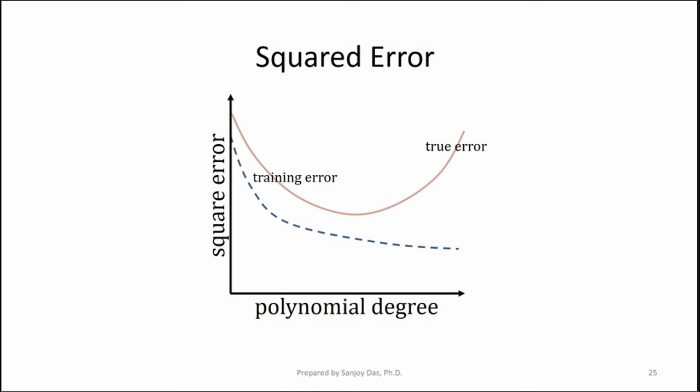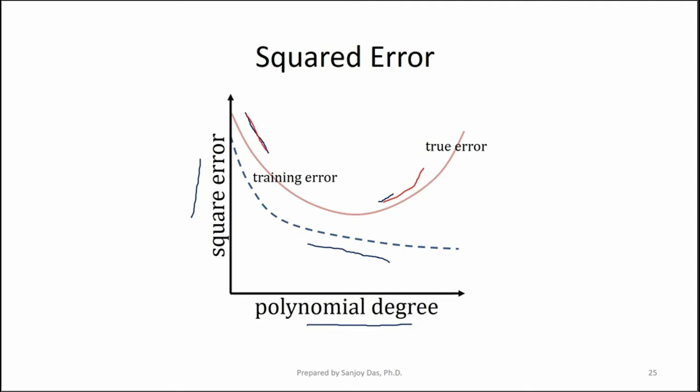So this is a schematic showing what we just saw experimentally. The dotted blue line here is the training error, and the training error keeps going down as we increase the degree of the polynomial. The y-axis is the square error, and the true error goes down, and then after a while it goes back up.